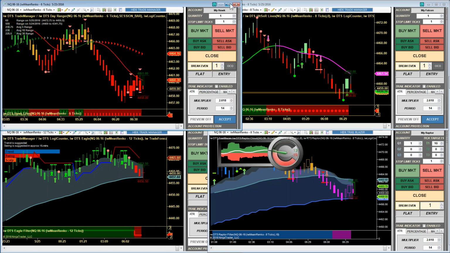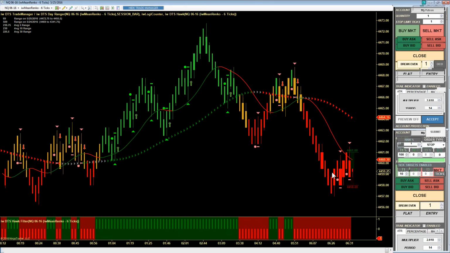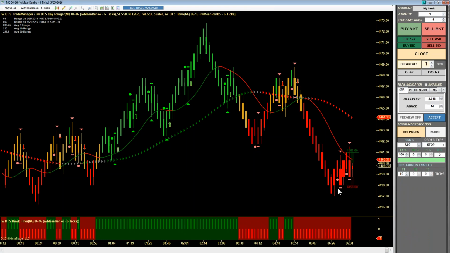All these signals develop the same way regardless of the tool, and I'm just looking at this first micro macro cross here on the Hawk. This is one of our higher probability signals.